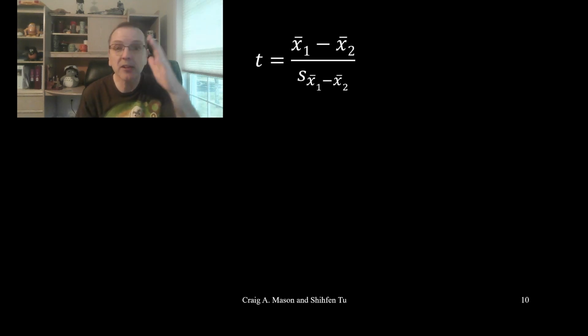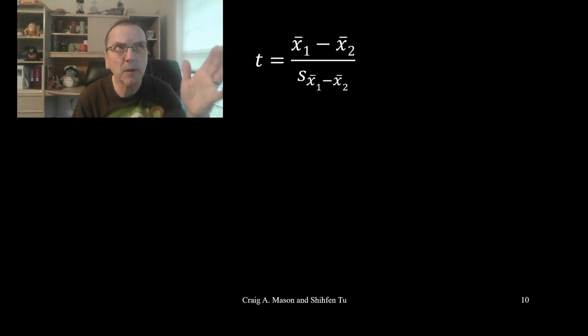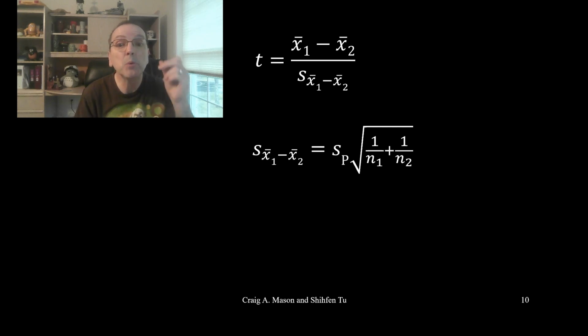Okay, now for the 2 independent sample t-test, t is equal to x bar 1, the mean for sample 1, minus x bar 2, the mean for sample 2, divided by the standard error of the difference in means. And the standard error for the difference in means is equal to the pooled standard deviation times the square root of 1 over n1, the sample size for the first sample, plus 1 over n2, the sample size for the second sample.